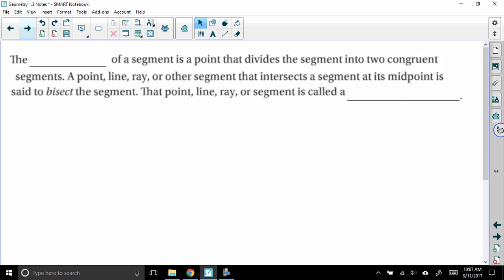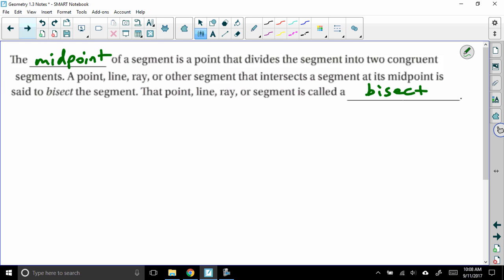All right, blank to fill in. The blank of a segment is a point that divides a segment into 2 congruent segments. The word that goes in there, if you can't figure it out, it's probably later on in the sentence or in the next sentence. A point, line, ray, or other segment that intersects a segment at its midpoint. So midpoint's what goes in there. If you're ever not sure what the word is, look a little bit further on and you can get the answer there. So midpoints bisect a segment. That point, line, ray, or segment is called a bisector.